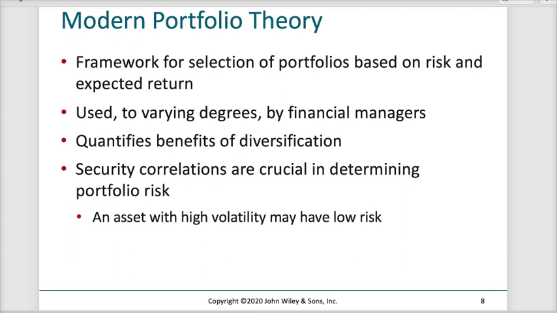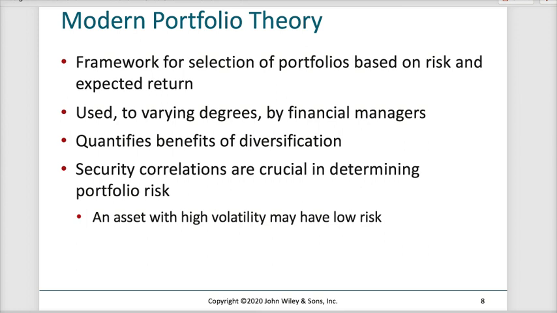Now, modern portfolio theory is basically saying that at some point somebody sat down and thought about diversification and portfolio and risk and return. So this is a framework for building a portfolio, and the framework incorporates risk and expected returns. Financial managers of all sorts will use modern portfolio theory to help quantify the benefits of different models of diversification. And we're going to look at things like correlations in the securities that determine the risk.